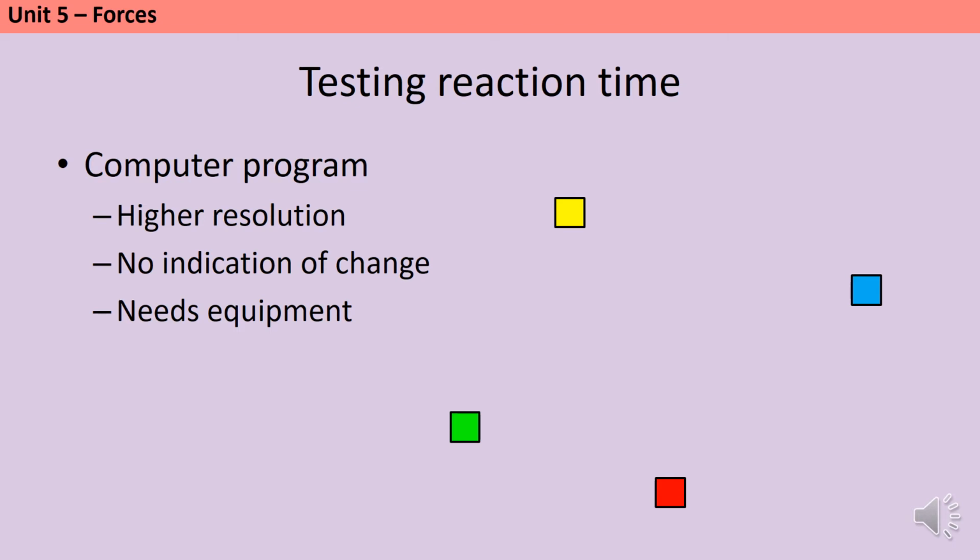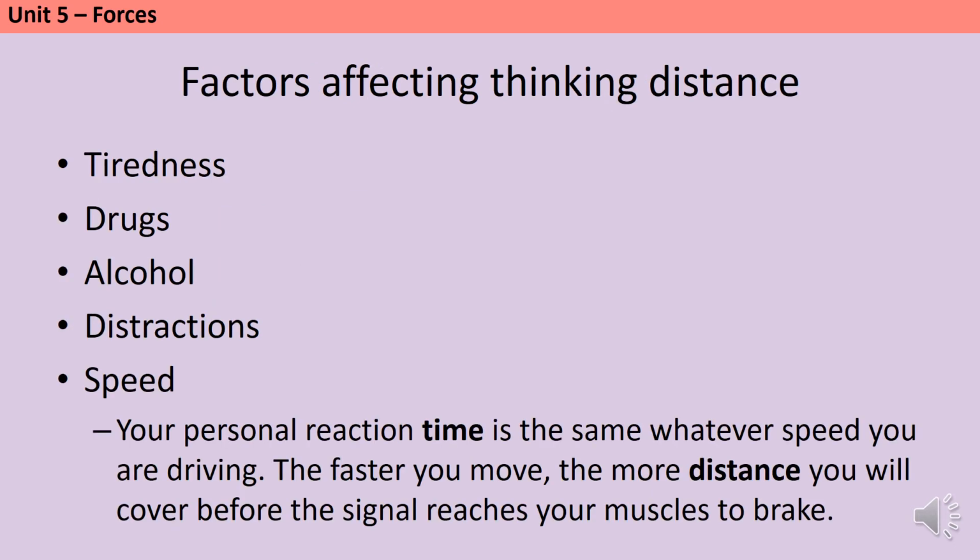However, in order to use this method, you need a computer and a program, and this might not be feasible because you might not have access to a computer, so that might make the ruler drop a better test for you to do. Your thinking distance will be increased by anything which increases your reaction time: tiredness, the use of drugs or alcohol, or distractions like using a mobile phone.